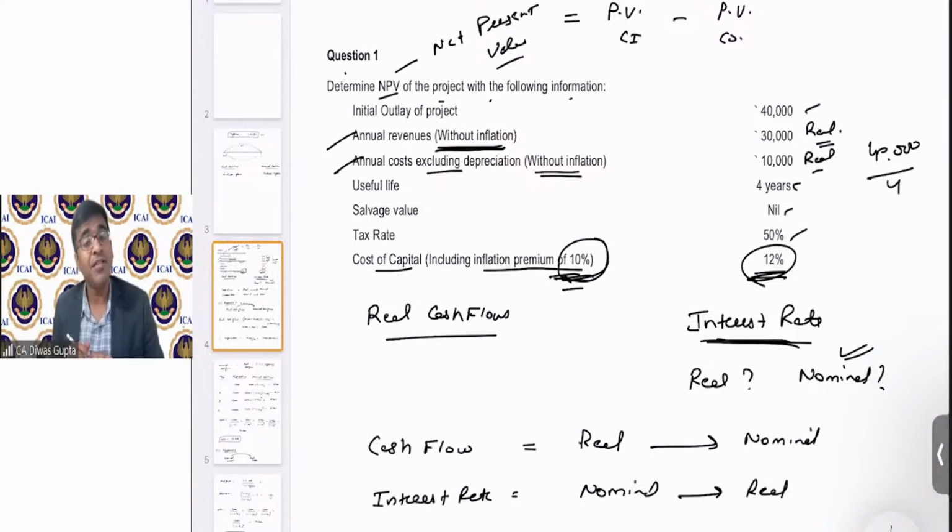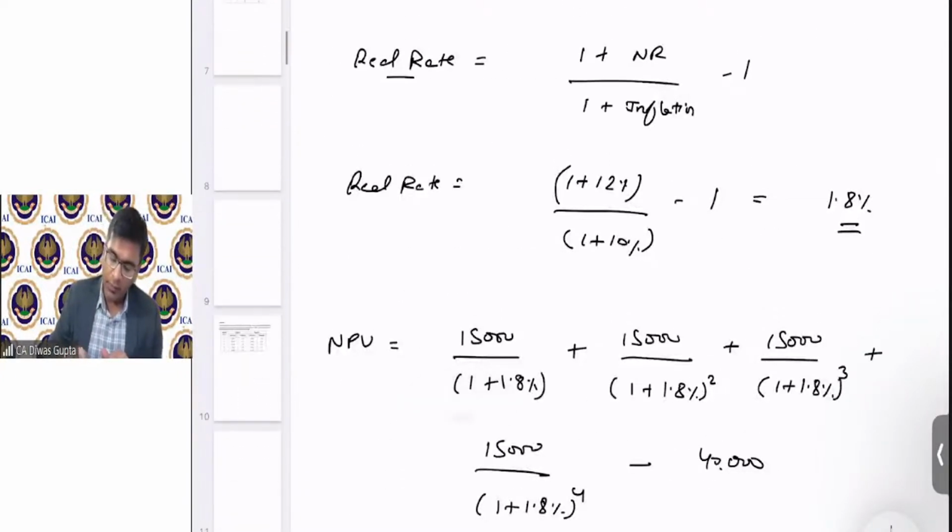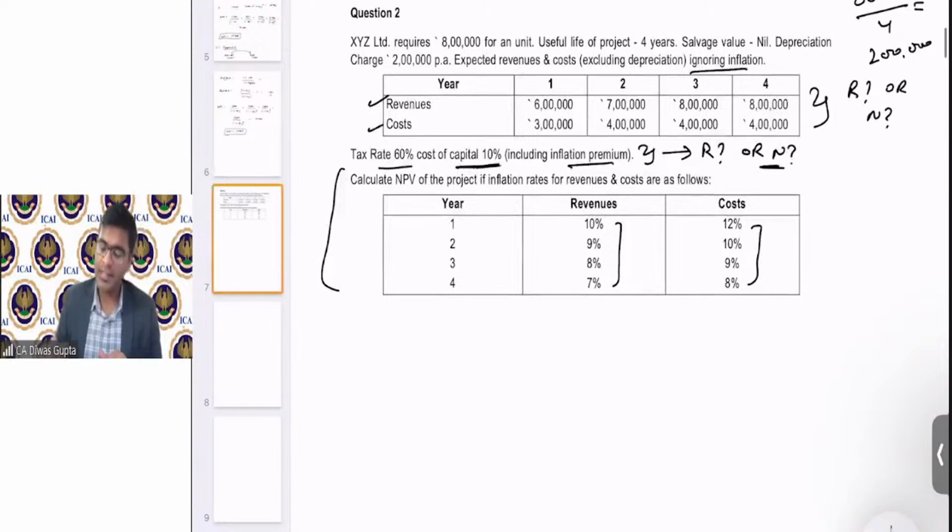Kirti is saying inflation rates are given. That is visible. So the inflation rate here was given as a single 10%. In the next question, students, it is given on an individual year-wise basis. But there is a very fundamental difference, students, I can tell you.